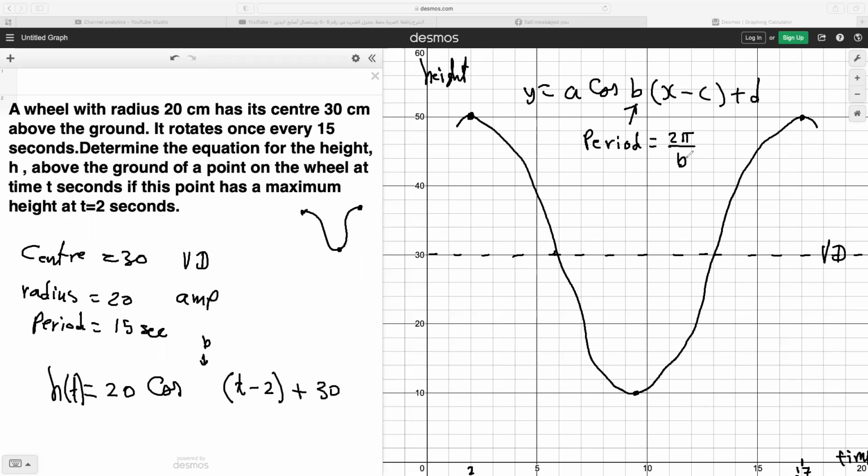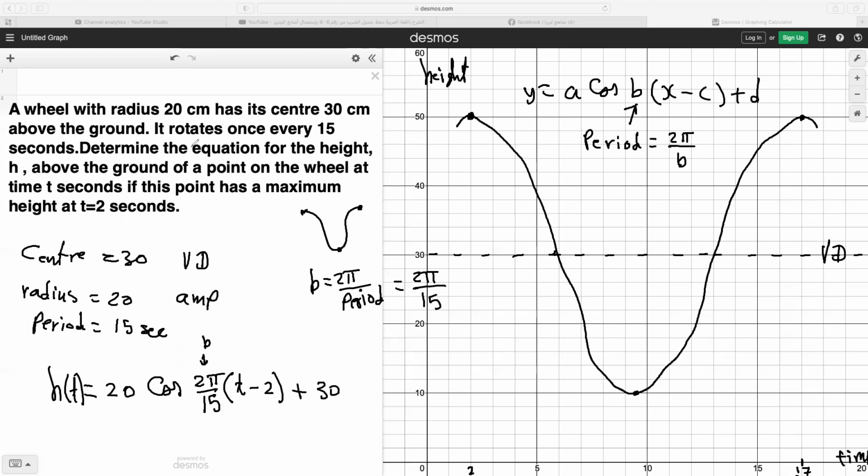Now, since the period equals 2 pi over b, then b would equal 2 pi over the period. That's just cross multiplying. We need to solve for b to write what b is in this equation. The period, it takes 15 seconds for a full rotation, so b is going to be 2 pi over 15, and that's what you should write here. And that's basically how you find the equation for this question.